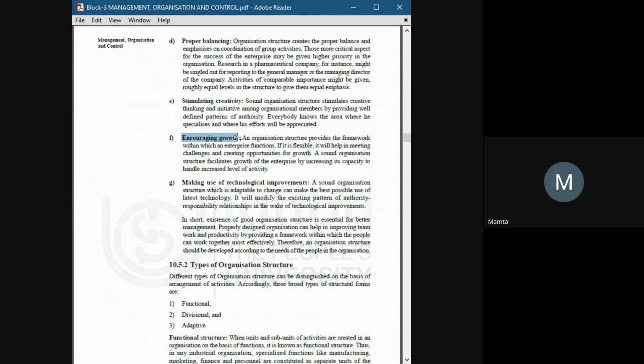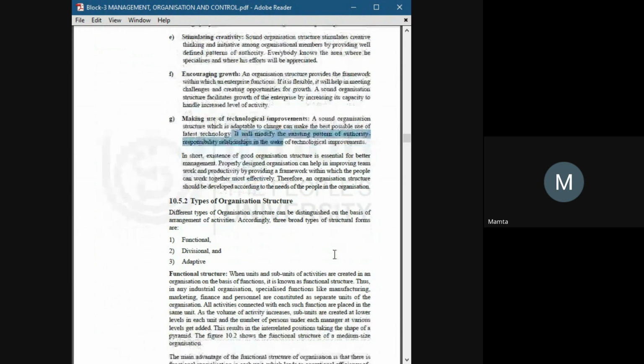Encouraging growth and making use of technological improvement. A sound organization structure which is adaptable to change can make the best possible use of the latest technology. It will modify the existing pattern of authority and responsibility relationships in the wake of technology improvement.